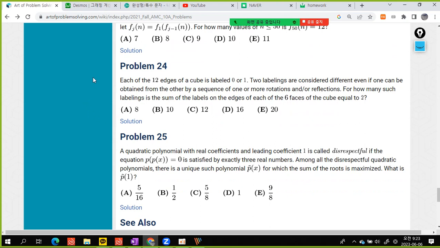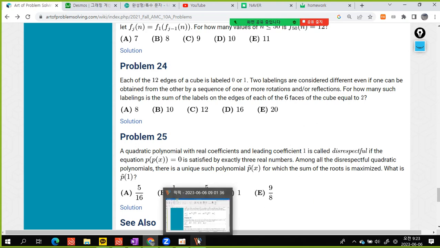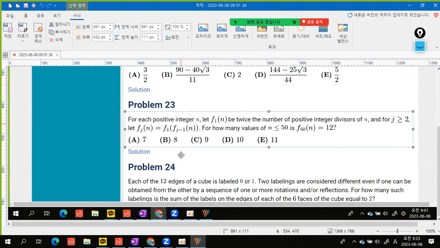Yep, 20 and 24 and 25. Oh, okay. Yep, sure. Yes.